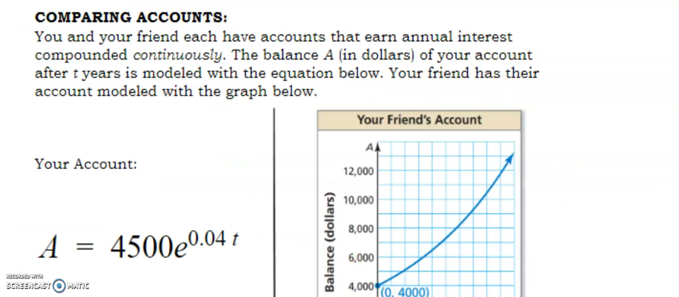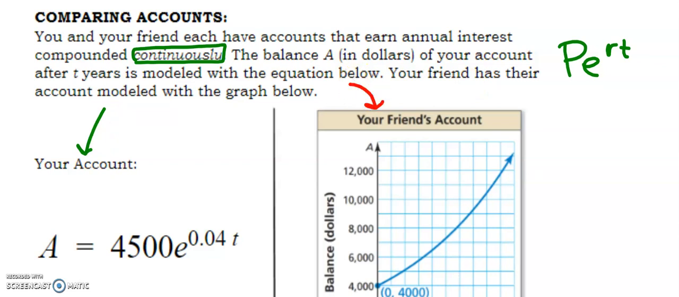All right, so comparing accounts. You and your friend each have accounts that earn annual interest compounded continuously. As soon as you hear that word continuously, you should be thinking of that PERT equation. The balance A in dollars of your account after t years is modeled with the equation below. So this is your account, and your friend's account is over here on this graph.